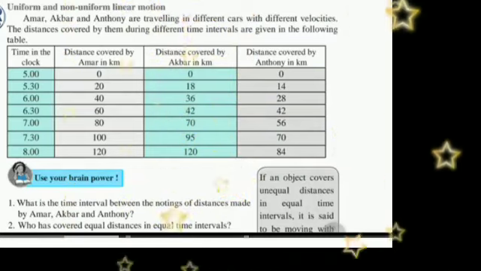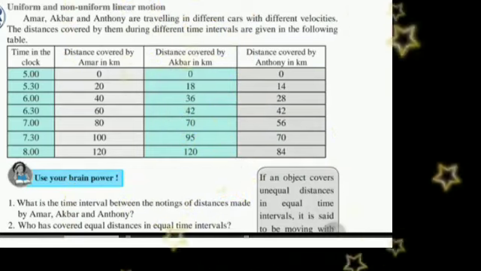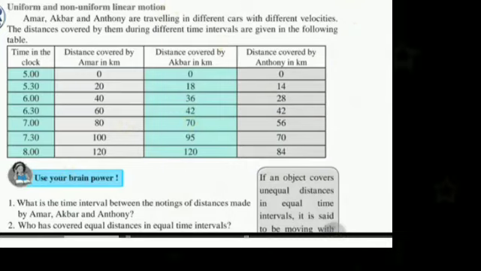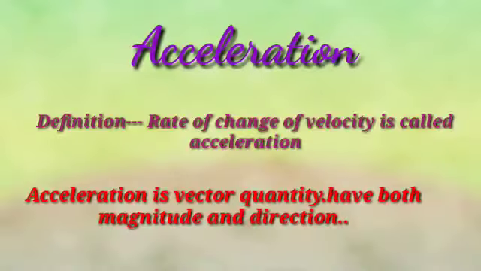Now in the case of Anthony, which type of motion is there? Now you find that out. Next topic is acceleration. Acceleration means rate of change of velocity. Acceleration is a vector quantity, it has both magnitude and direction.